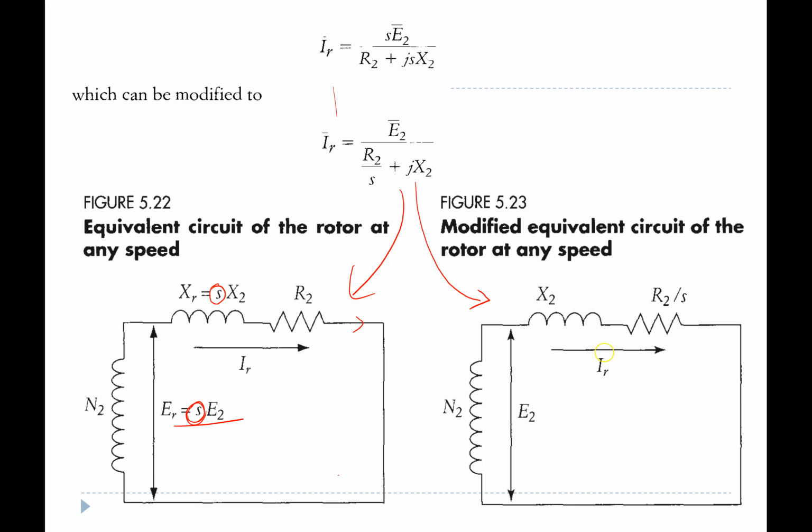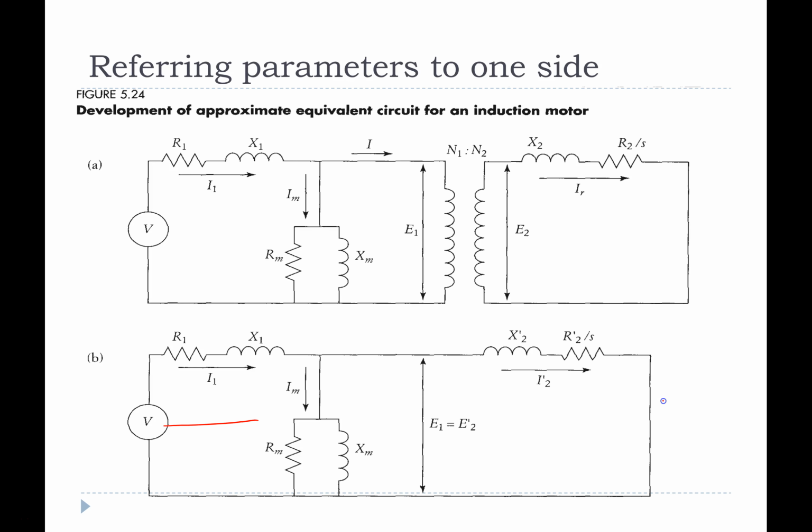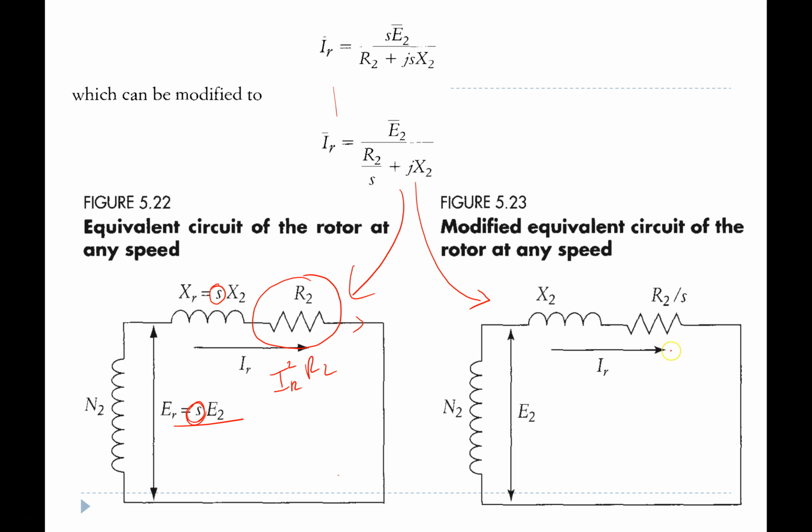Even though the magnitudes of the currents are the same, here the real power dissipation is IR squared R2, and in this one it is IR squared times R2 on s.